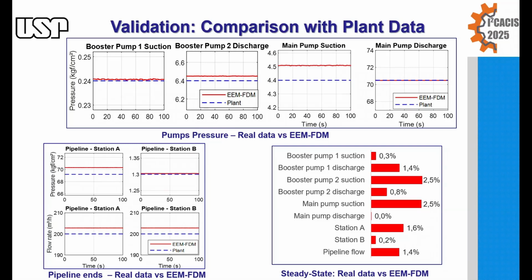For our model validation, the first step was carried out using real historical data collected from the physical plant. The plots at the top of the slide show pressure readings of the pumps, comparing the electric model simulation with measured data. At the bottom left, we present pressure and flow at the pipeline ends. Again, the model shows close agreement with the physical measurements. On the right, the steady state percentage deviations are summarized.